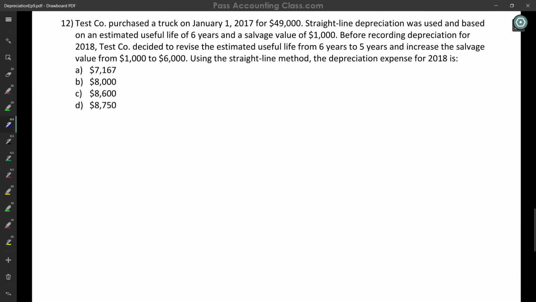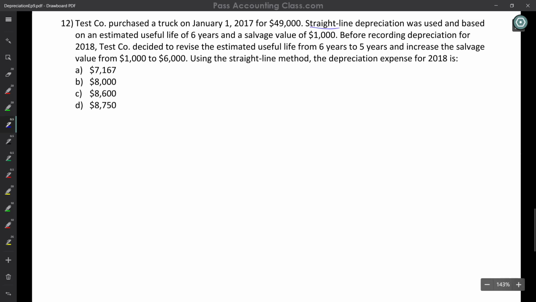For question 12, it says, Tesco purchased a truck on January 1st, 2017 for $49,000. Straight line depreciation was used and based on an estimated useful life of 6 years and a salvage value of $1,000. Before recording depreciation for 2018, Tesco decided to revise the estimated useful life from 6 years to 5 years and increase the salvage value from $1,000 to $6,000. Using the straight line method, the depreciation expense for 2018 is $7,167, $8,000, $8,600, or $8,750.